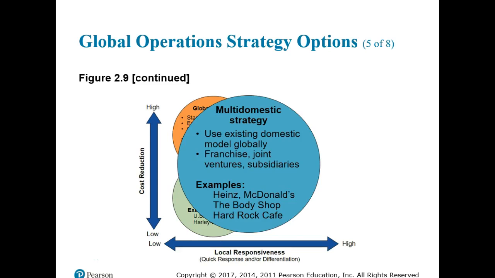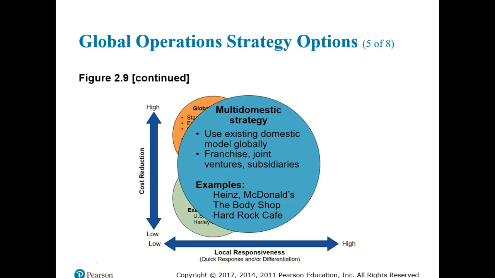And the multi-domestic strategy has decentralized authority with substantial autonomy at each business. So these are typically subsidiaries, franchises, or joint ventures with substantial independence. And the advantage of this strategy is maximizing a competitive response for the local market. However, the strategy has little or no cost advantage.